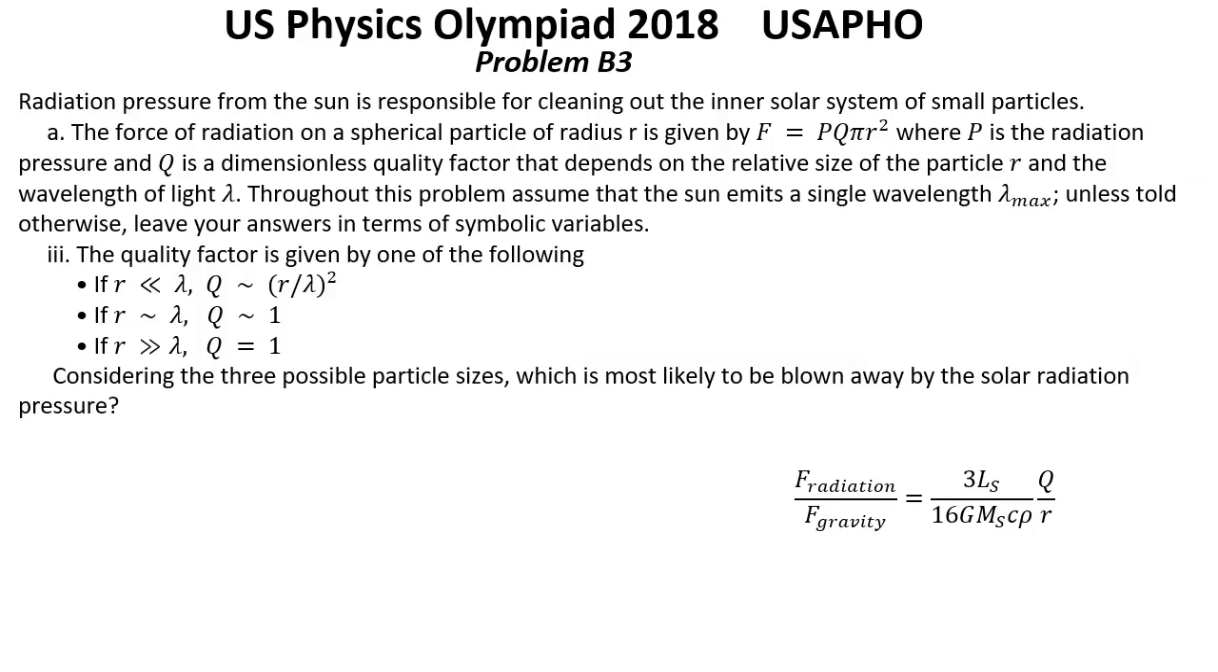For r much less than lambda, the ratio is proportional to r, so large particles are more likely to be blown away. Thus, particles of size near lambda are most likely to be blown away, and even then, only if the density is small enough. That was the answer for problem B, part A.